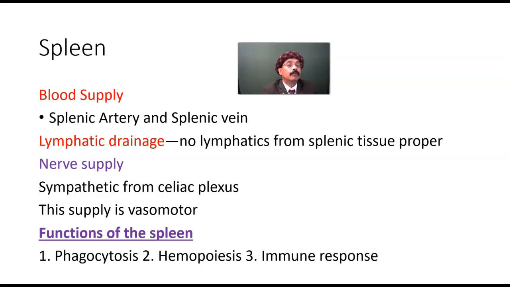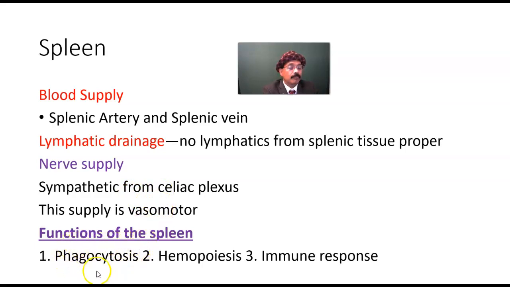Lymphatic drainage: there is no lymphatic from the splenic tissue proper, but there is some lymphatic drainage from the connective tissue and the capsular part of the spleen to the pancreaticosplenic lymph nodes. Nerve supply: sympathetic from the celiac plexus. This is vasomotor, that is, vasoconstrictor.